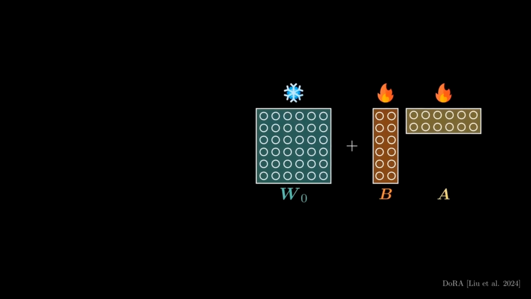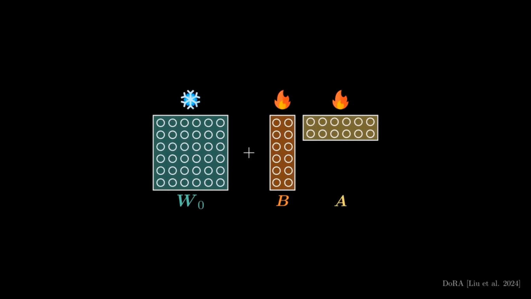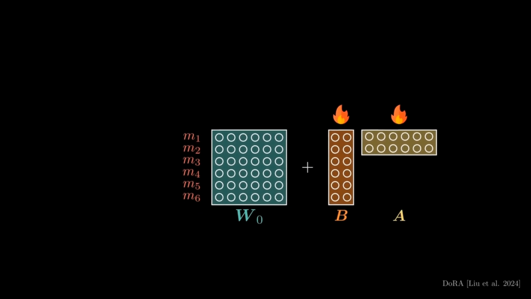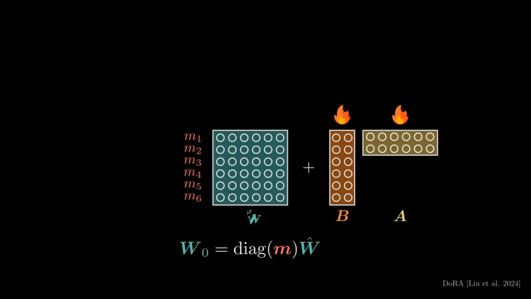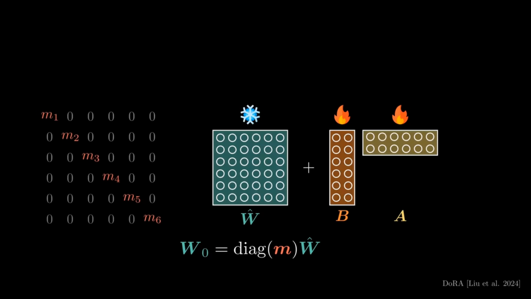With this intuition in mind, let's make the idea more concrete. Since each row in the weight matrix corresponds to one output neuron, we decompose each row into its direction and magnitude. For each row, we compute its norm, m1, m2, and so on. This means the pre-trained weight matrix W0 can be written as the product of a diagonal matrix of magnitudes and a matrix of unit directions. The diagonal matrix contains the per-row norms, and W hat contains the normalized direction vectors for each row.